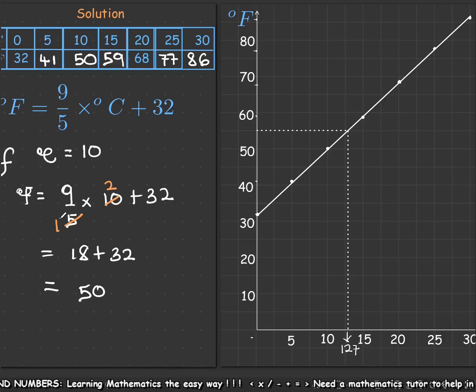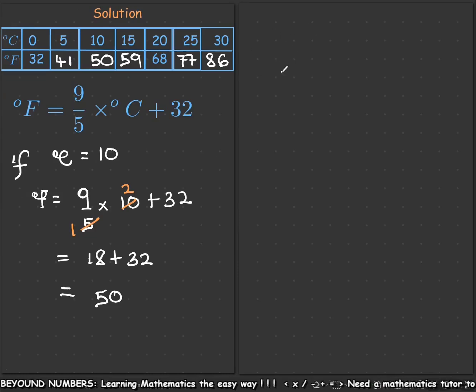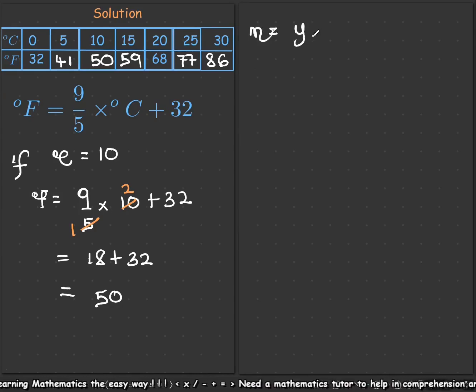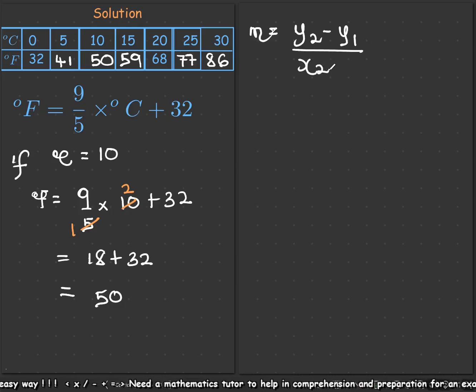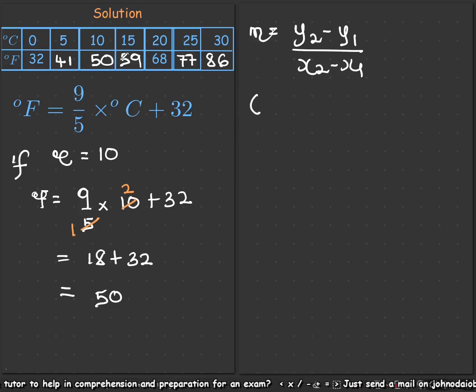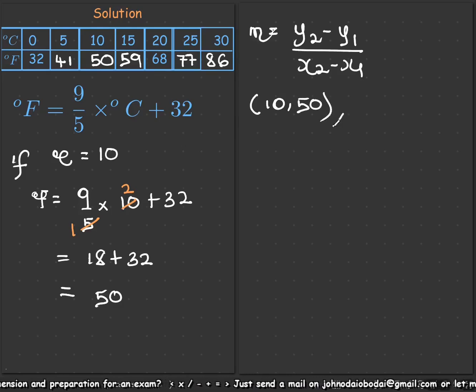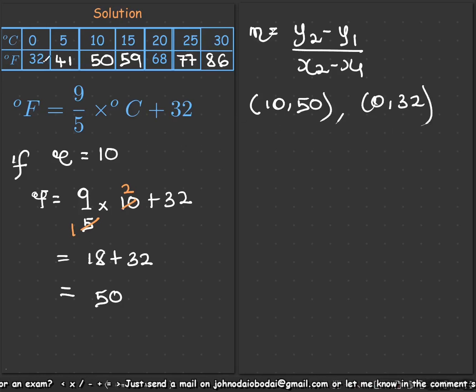So to calculate for the slope, we all know the formula. The slope, which is also known as the gradient, is given by the formula y2 minus y1 all over x2 minus x1. So we have to take our own set of points. For simplicity's sake, we are going to use this point over here, that is 10, 50, and then this one, which is 0, 32. If you take any of them, it should work.